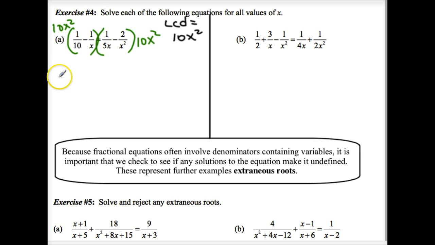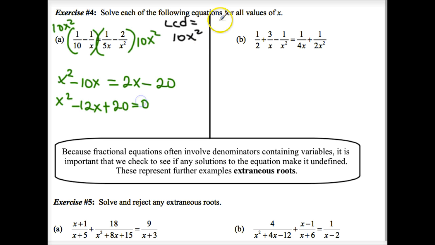The 10s are canceled, so I have x squared minus 10x, because there's one x there, is equal to 5 goes into 10 2 times, and then there is an x left over. Take away 20. The x squares cancel. 10 times 2 is 20. Now bring all of this over. I get x squared minus 12x plus 20 is equal to 0. My A, my B, my C. Factor that, I get x minus 10 and x minus 2 equals 0.